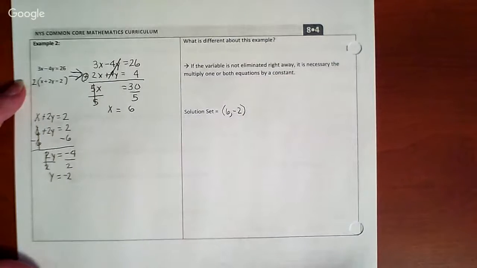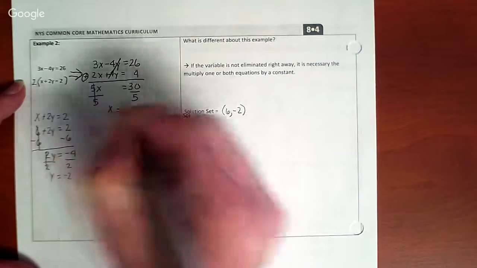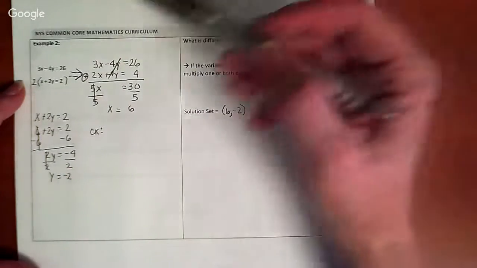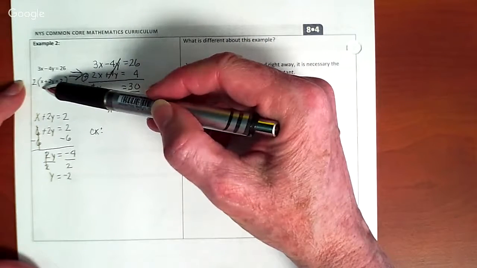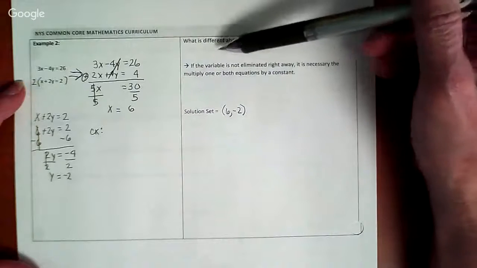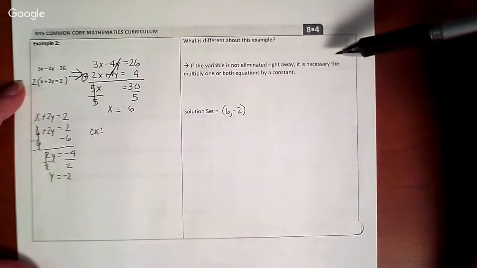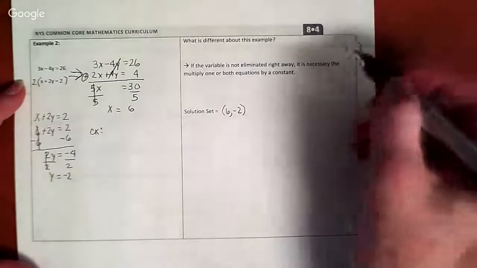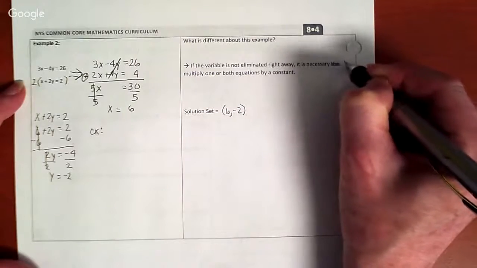Now, in order for us to check this, I'm going to read this to you. It says, what is different about this example? Here I can't just eliminate it. That's why we multiplied it by the 2. And it says, if the variable is not eliminated right away, it is necessary to multiply one or both of the equations by a constant, and this says 2.